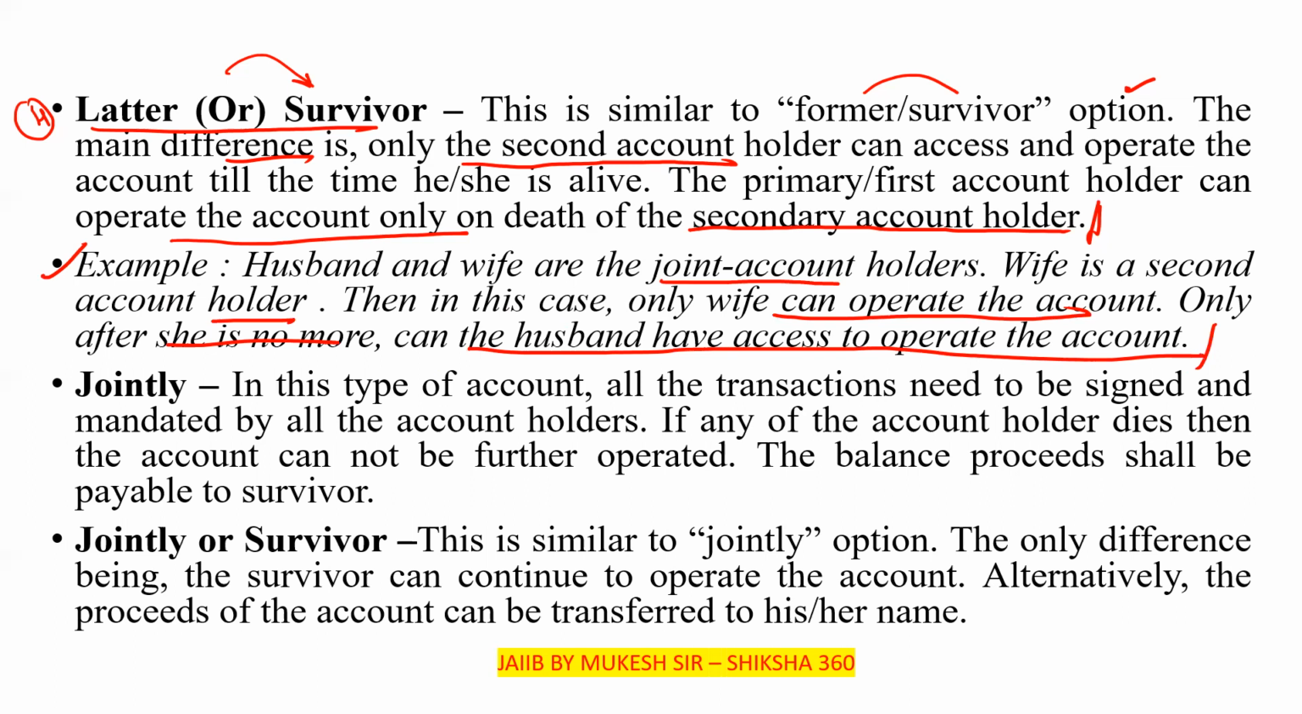This type of instruction you will find in 1 or 2% of accounts, where there is a joint account and both the persons are illiterate. In that account, the operation is to be jointly.